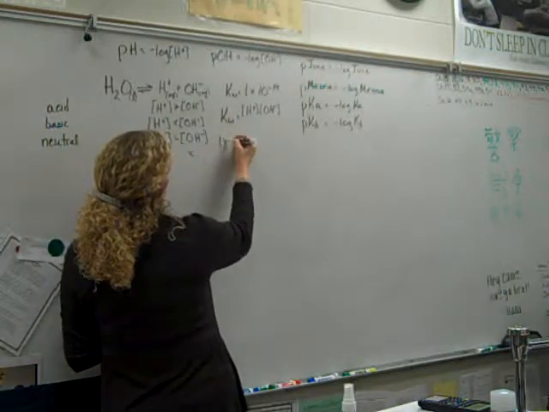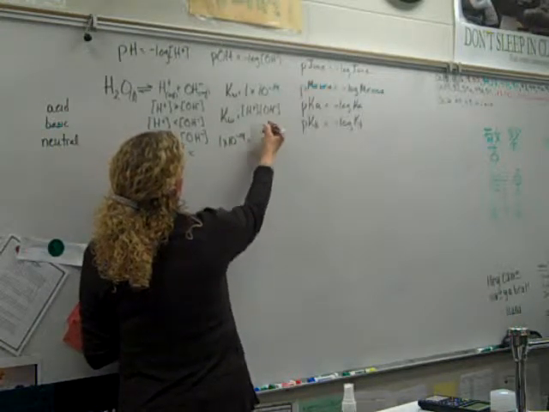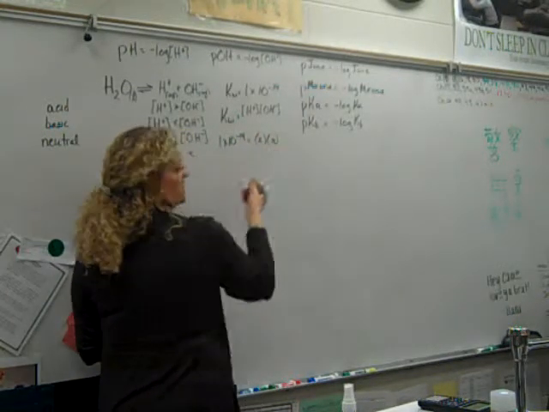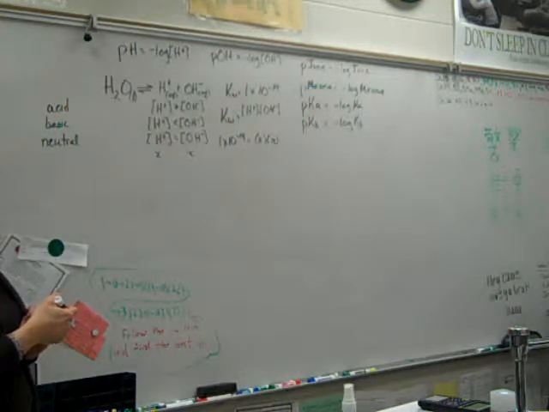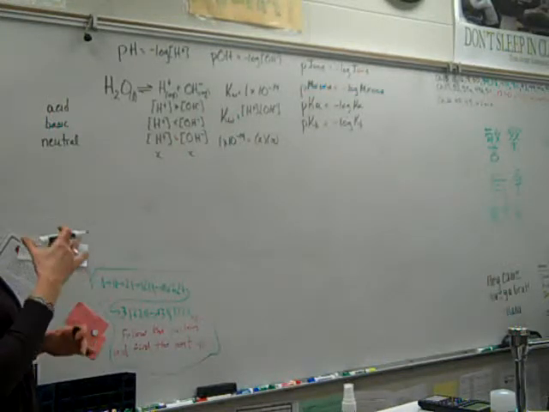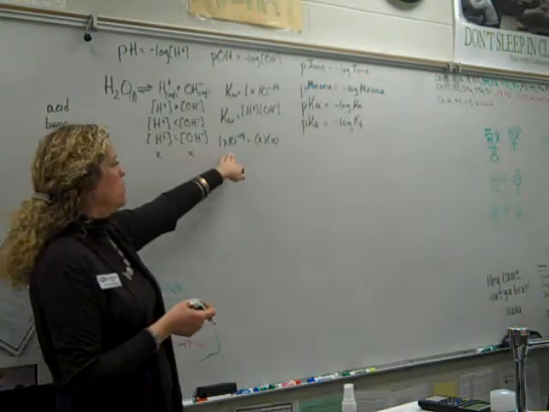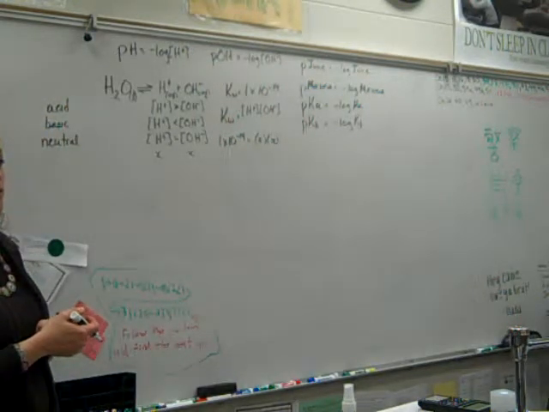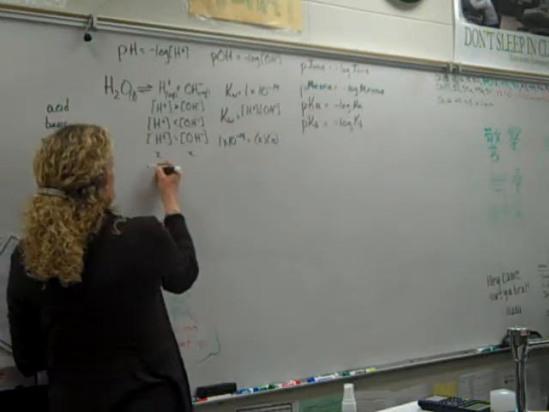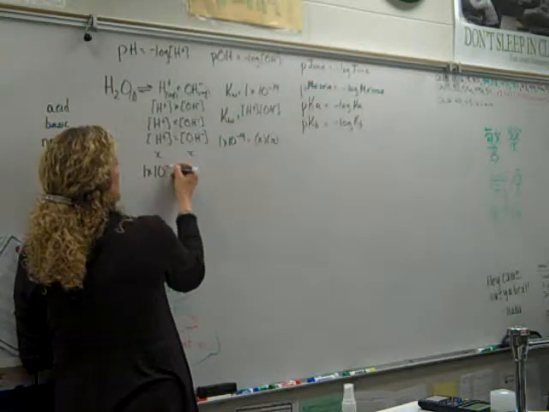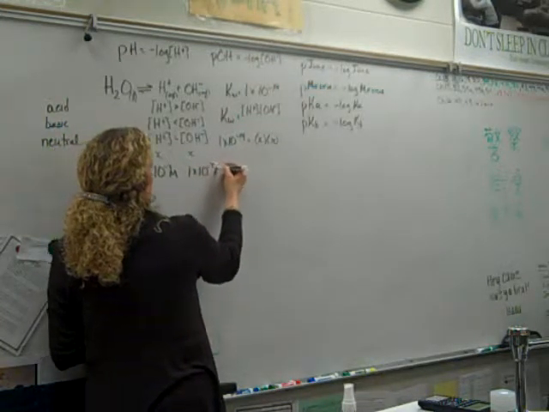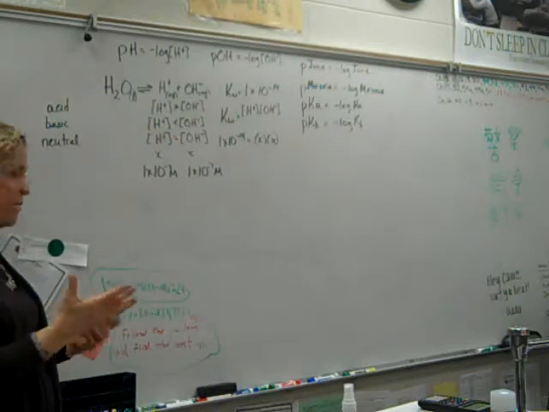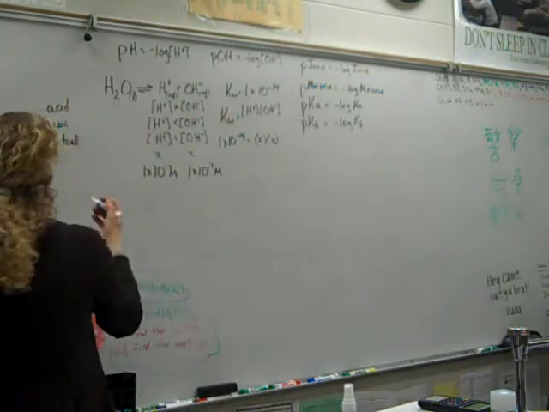So can't we say that 1 times 10 to the negative 14 equals x times x? Yes, that would work. So what would be your x value if you solved this? Square root. Some of you are a little more familiar with exponents. If you take the square root, you actually are dividing the exponent by 2, aren't you? So what do you get for your x value? 1 times 10 to the negative 7. 1 times 10 to the negative 7 molar, and this would also be 1 times 10 to the negative 7 molar. Does that make sense? Even amounts. Okay, now, what would be the pH?